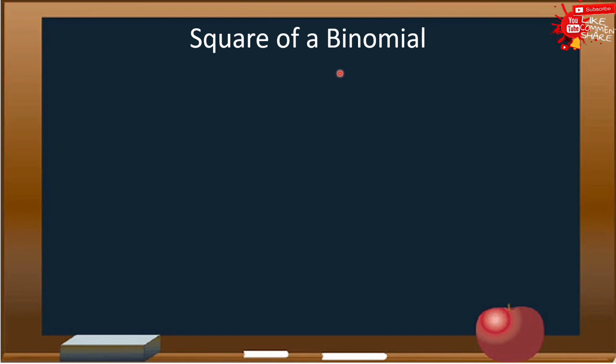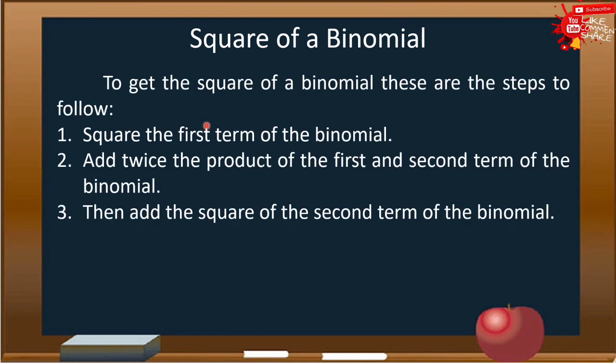the square of a binomial. So how do we square a binomial? To get the square of a binomial, these are the steps to follow. First, square the first term of the binomial. Second, add twice the product of the first and second term of the binomial. And third, add the square of the second term of the binomial. To make it clear, or to easily get the square of a binomial, let us rewrite these steps in a mathematical sentence.